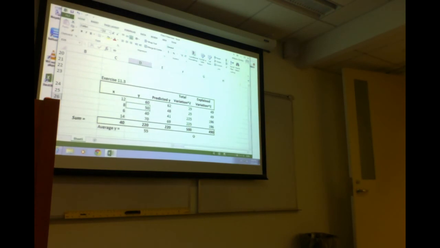This person here has 50. The average is 55, so off by 5. Square it, we get 25. This person here is 40. Boy, that's way below average. Square it, that's 225. This person here is 70, way above average. It's 15 above average. Square it, it's 225. Now, we haven't gotten to the fact that we can explain some of that variation with our regression line. All we're looking at now is the total variation. So, sum of squares, total variation.